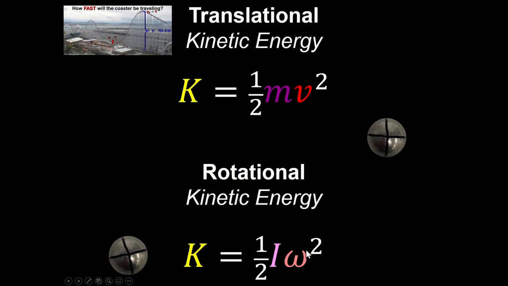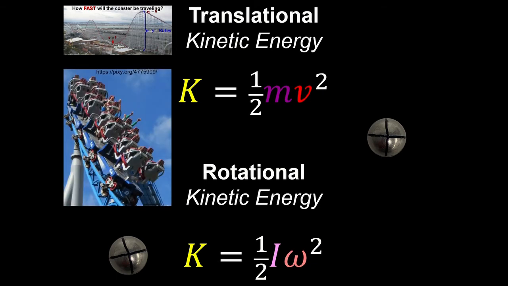And then it's not its tangential velocity that matters, it's its angular velocity. It's how fast it's spinning. All right, so that's our equation for rotational kinetic energy.